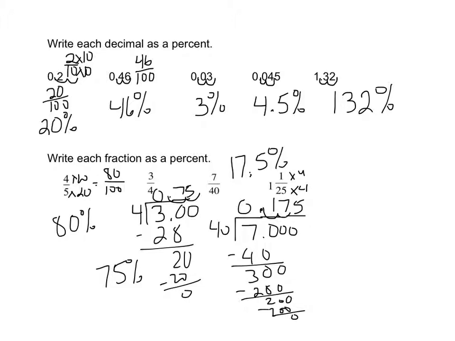On this last one, 1 and 1/25, I know that 25 goes into 100 4 times, so I'm just going to multiply each by 4. So this becomes 1 and 4/100ths, or 1.04. And if I change it to a percent, move it over 2 spots, it becomes 104%.